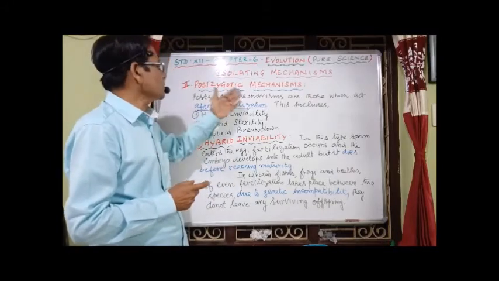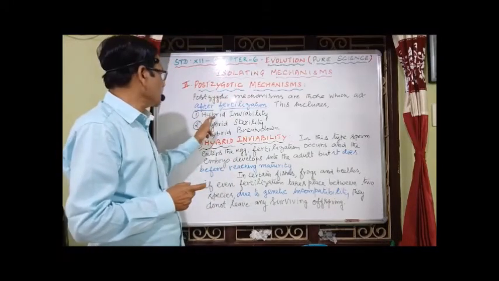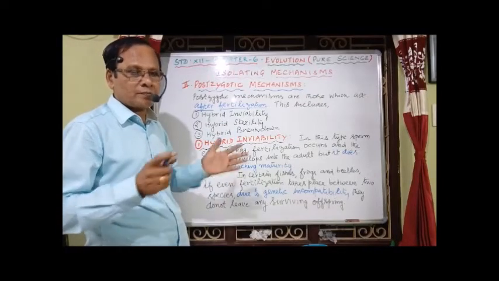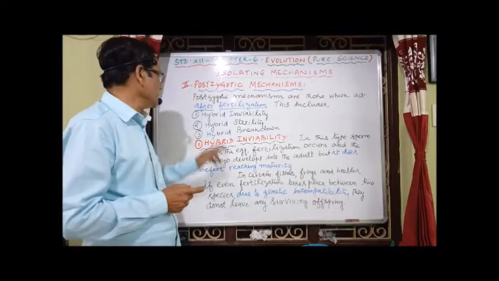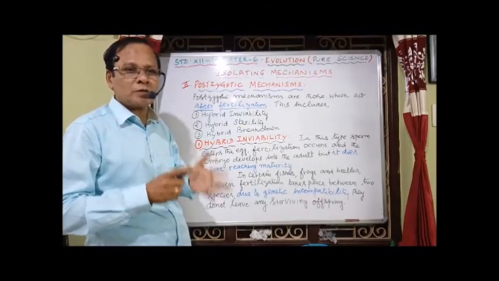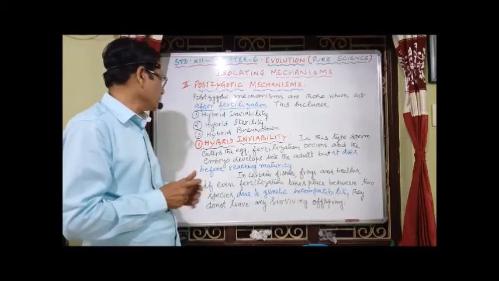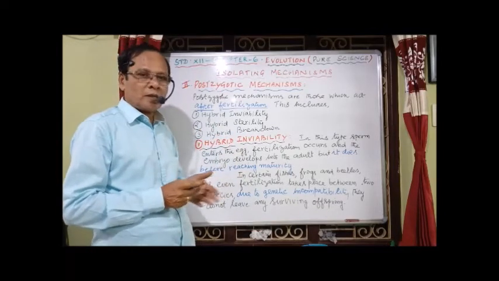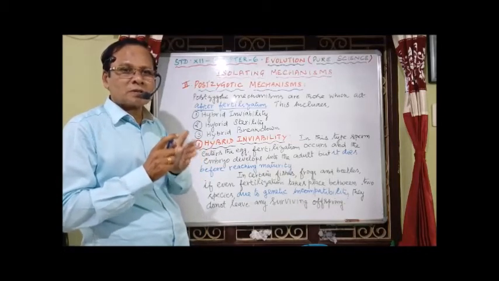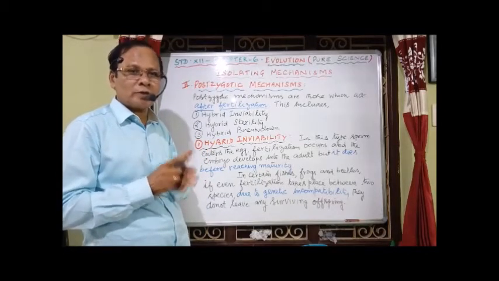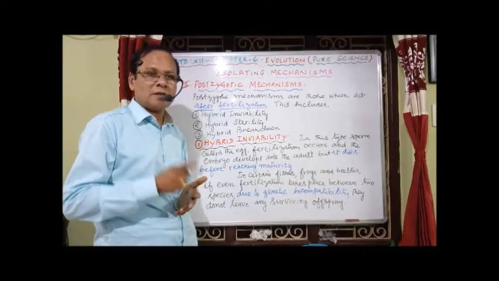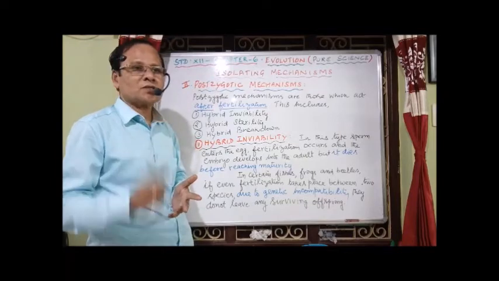Now these postzygotic mechanisms include, one, hybrid inviability: hybrids are formed but they die before reaching maturity. The second one, hybrid sterility: hybrids are formed but they are unable to reproduce. That is the F1 hybrids. Third, hybrid breakdown: the F1 hybrids are fertile. When two F1 hybrids are self-fertilized or self-mated, the F2 generation results, and that is normally sterile.